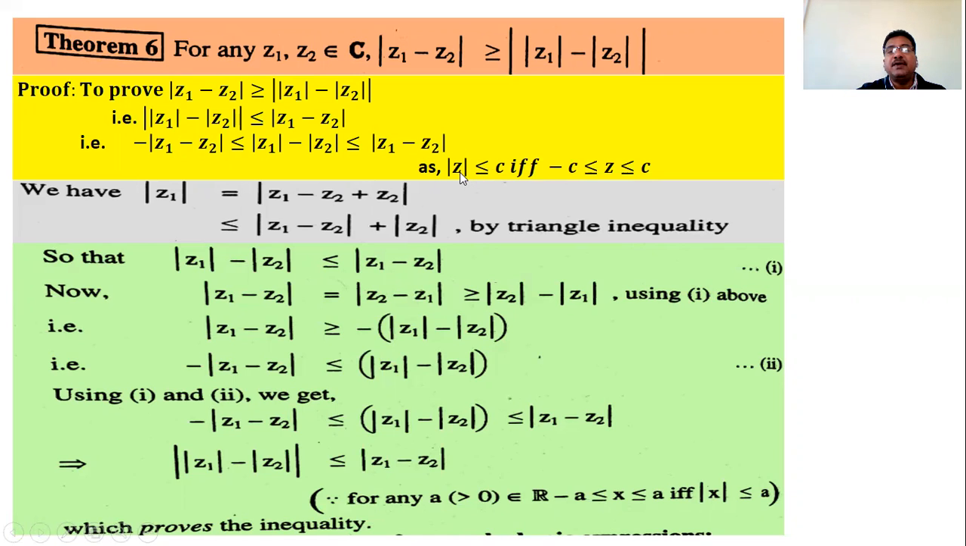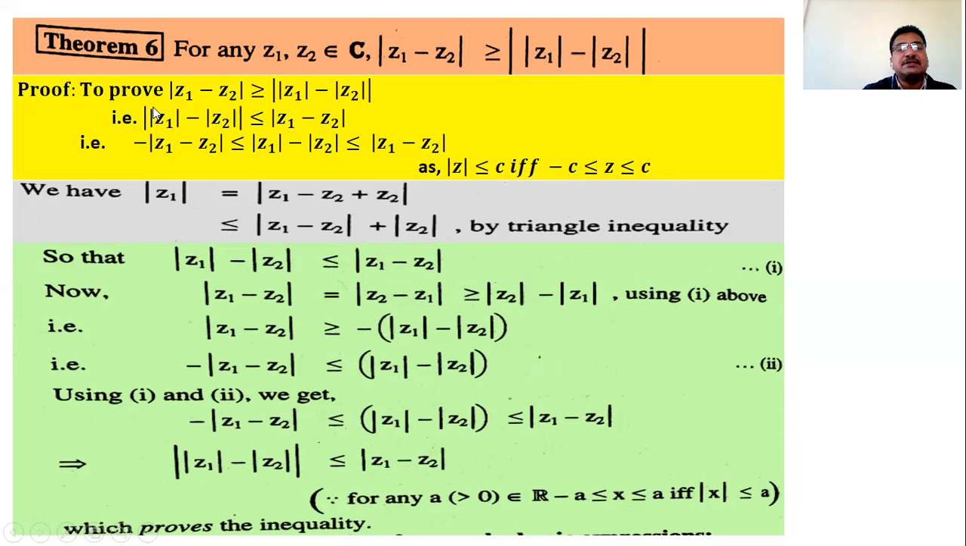And we know that |z| is less than or equal to c if and only if z is less than or equal to c and greater than or equal to minus c. This is the property of modulus. The proof of this property is in the theorem in paper number 2, that is, the calculus paper: |z| is less than or equal to c if and only if z is less than or equal to c and greater than or equal to minus c.